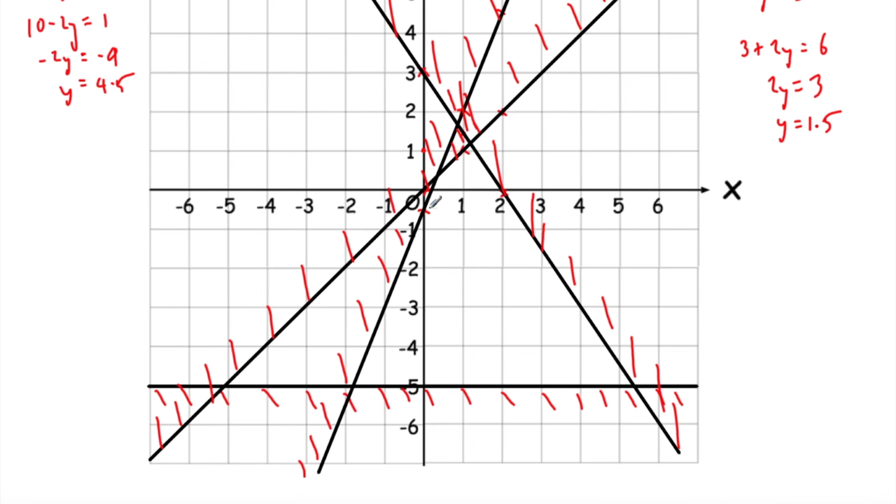And that's it. So as you can see, we've got this region here. It goes across, up diagonally, down diagonally to here, and then down diagonally a bit steeper to there. So it's that region there. And let's just label it R.